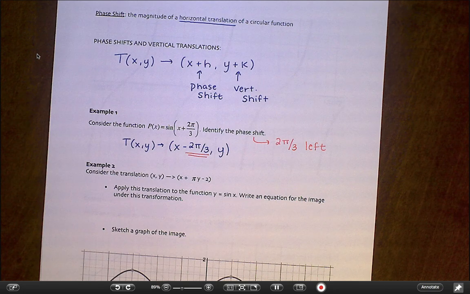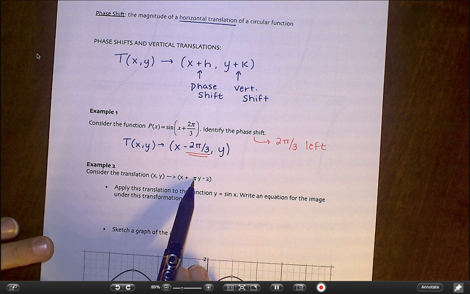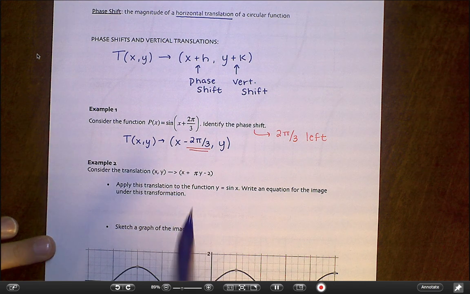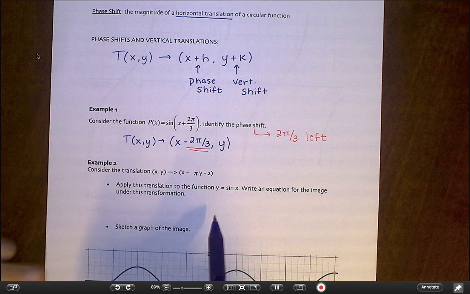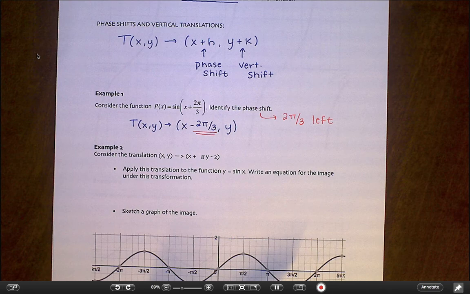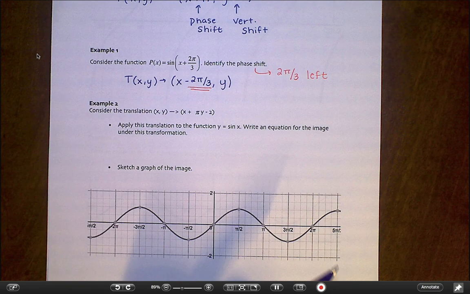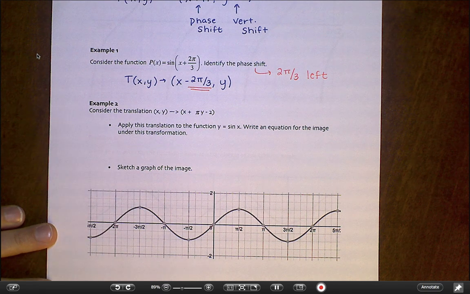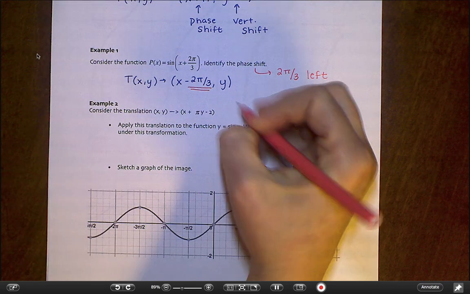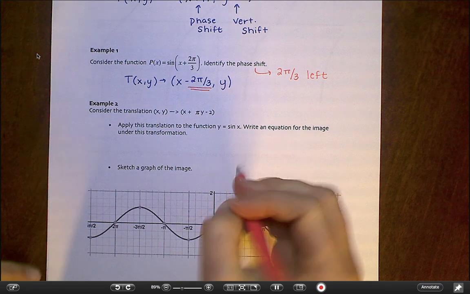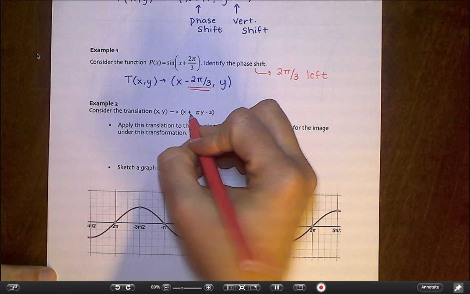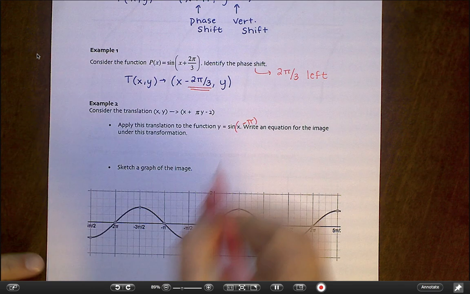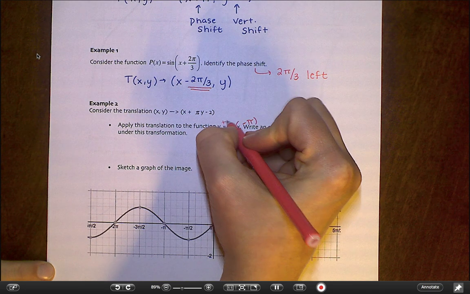Okay, so example 2, I'm giving you a translation. I've got a phase shift of positive pi, meaning we're moving pi to the right, and a vertical shift of negative 2, which is moving down. We're going to write an equation for this image. So the original equation they're telling us to use is sine of x. And remember, these things are going to go in opposite from what they look like in the rule. So with my x, I'm going to put in a minus pi, because I'm doing the opposite of what the rule says. And with the y, I'm putting in a plus 2.